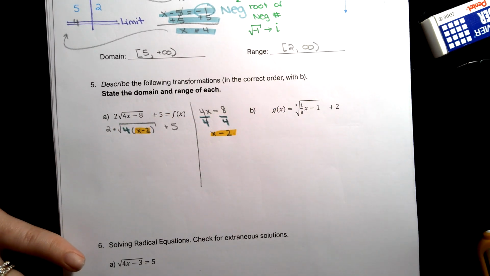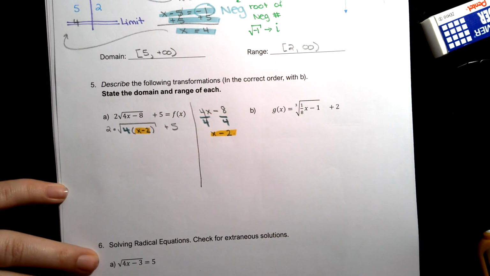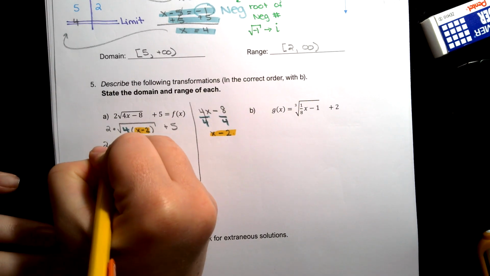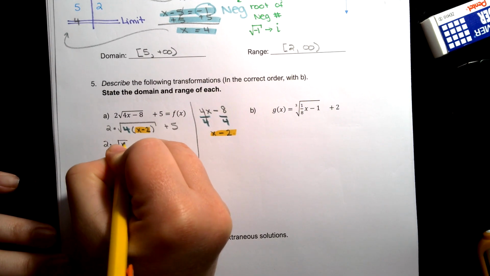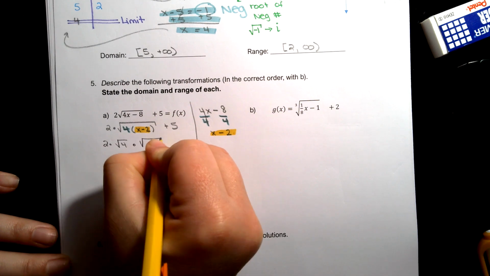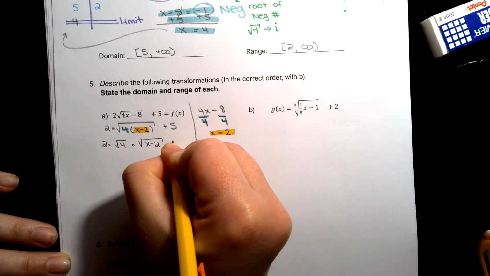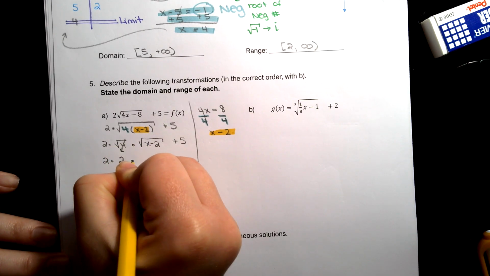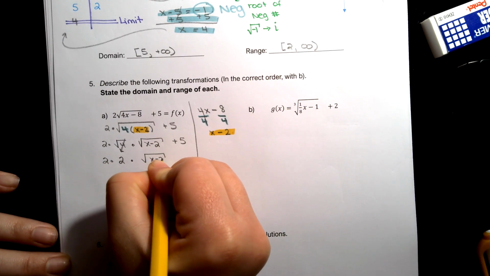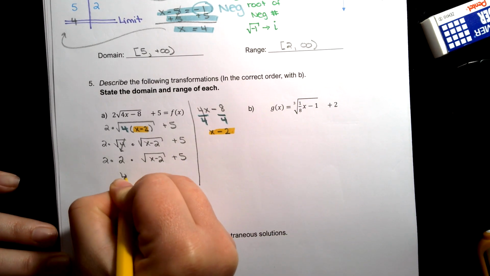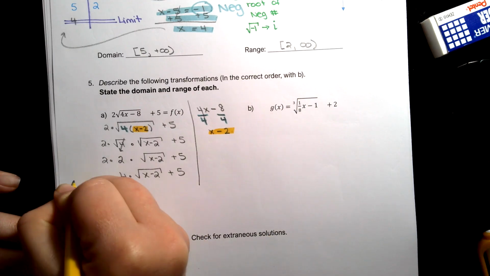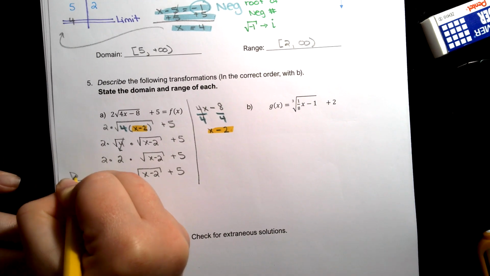Next, we want to simplify. So step number 1, factor out your B value. Step number 2, we want to simplify by breaking things apart. Now, this is a square root, so I'm going to take the square root of 4, then keep the square root of x minus 2. We still have that plus 5 in the end. 2 times the square root of 4 is 2. So what we have is 4 times the square root of x minus 2 plus 5. This is what you're going to describe.